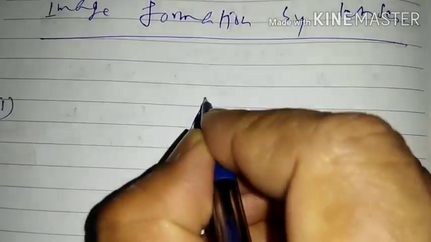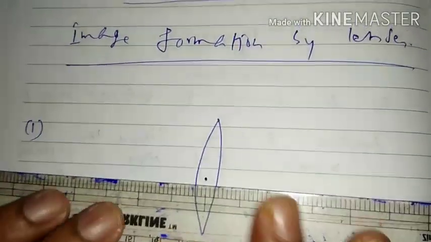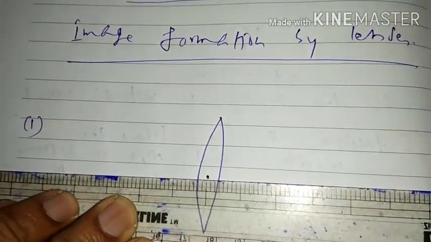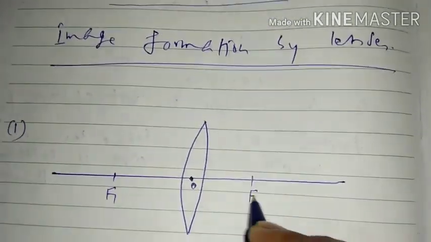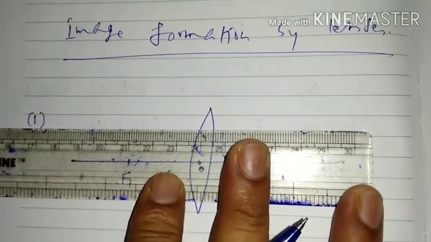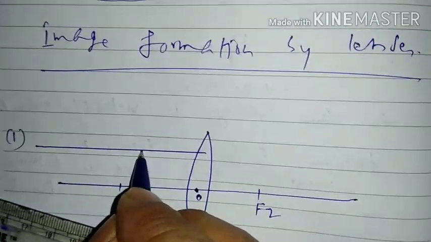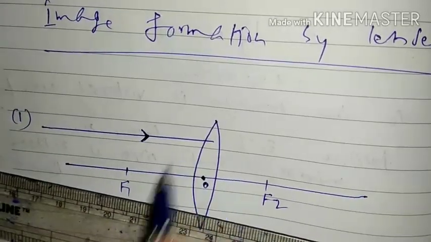First situation is that if a ray of light is incident at any convex lens, this is principal axis, this is optical center, suppose this is F1, this is F2. So first case states that rays of light parallel to the principal axis after refraction, this arrow gives us direction, so this is incident ray.